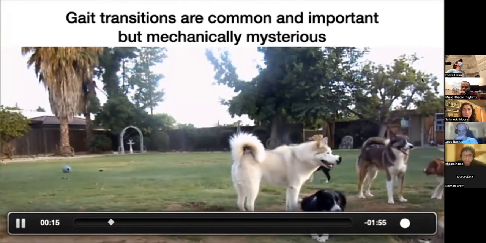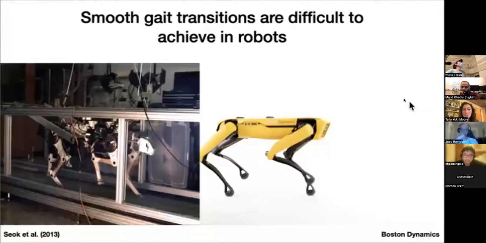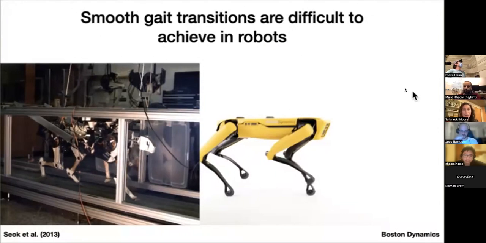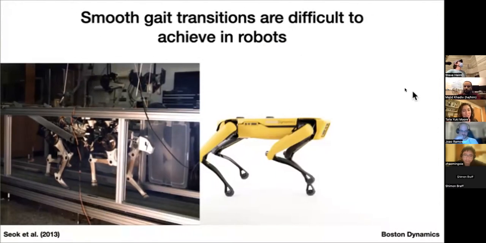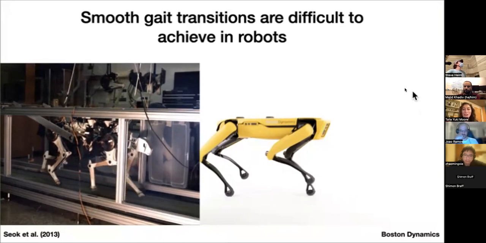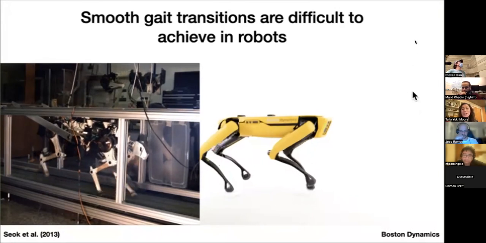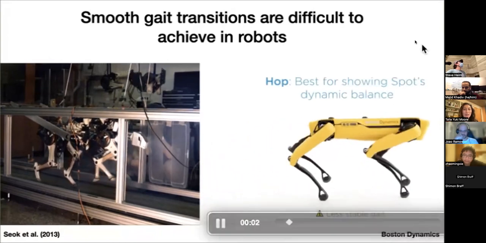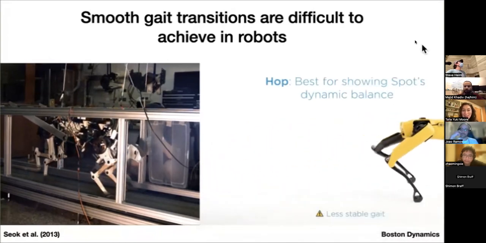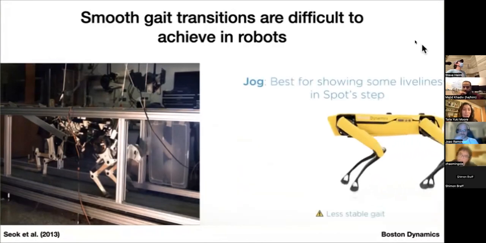What about in robots? Smooth gait transitions are pretty difficult to achieve in legged robots. Sungbae Kim's group has achieved this in their cheetah robot, but most robots, even Spot from Boston Dynamics, either require a large input of energy to transition between gaits or to stop entirely before starting a new gait. So you notice how they show you the gaits one by one, because they actually have to stop entirely before transitioning to a new gait.